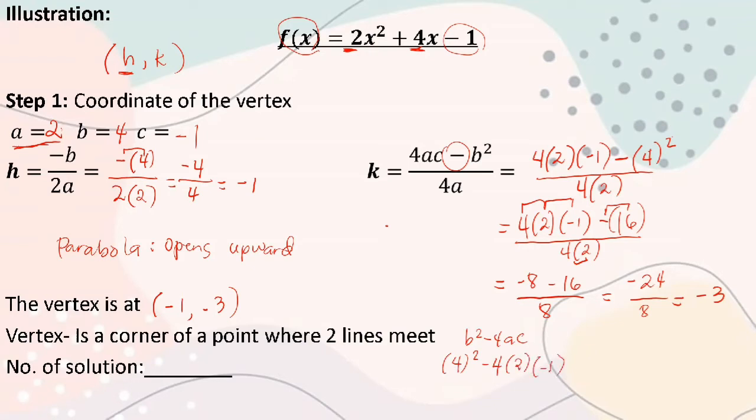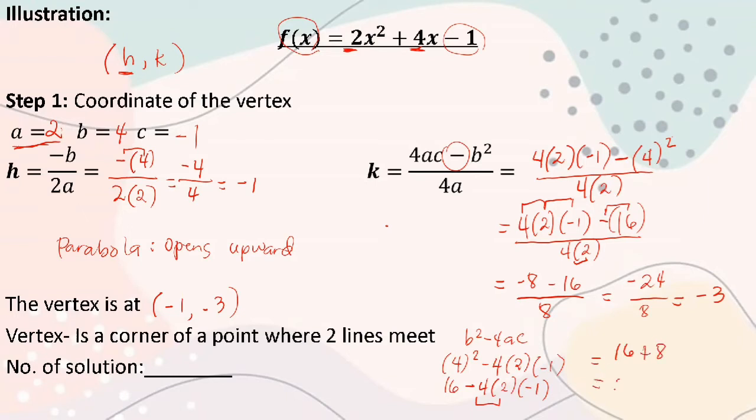Then, simplify. 4 squared is 16 minus 4 times 2, and then times negative 1. So, pag sinimplify natin, 16. So, negative 4 times 2 is negative 8. And then, negative 8 times negative 1, it is equal to positive 8. And then, 16 plus 8 is equal to 24.